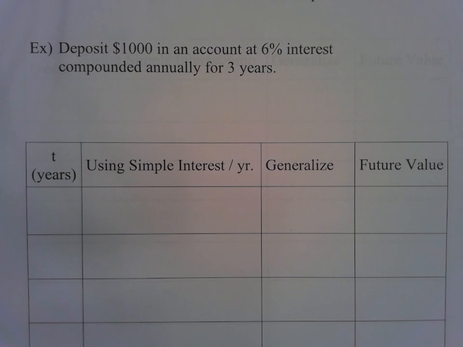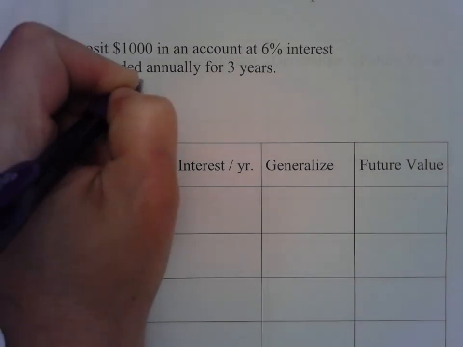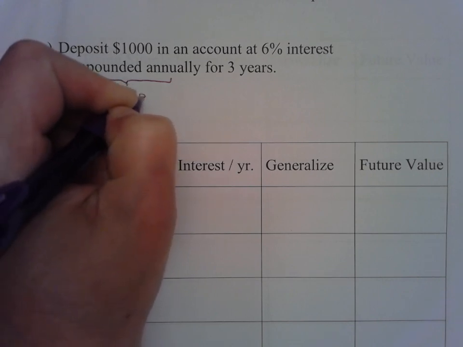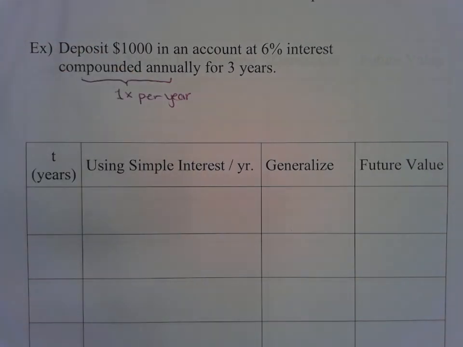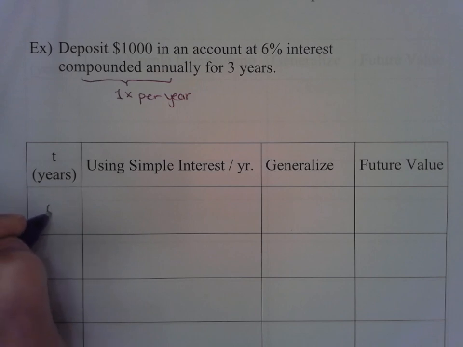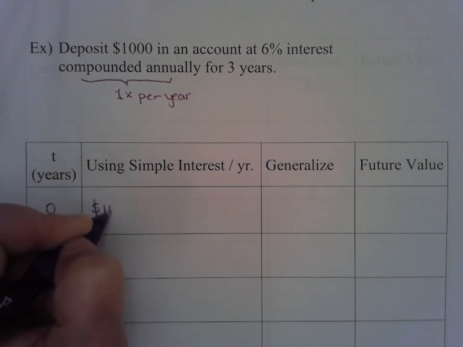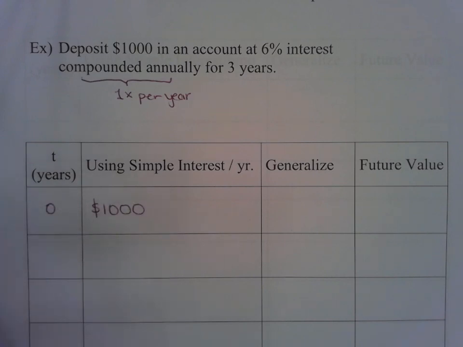Okay, so let's suppose that we're going to deposit $1,000 in an account at 6% interest, compounded annually for 3 years. This compounded annually here means that the interest is going to be added one time per year. Okay, and the 6% interest that's mentioned here is the annual interest rate. So every year I'm going to earn 6% on the amount that I have in my account. So we're assuming that we're depositing that $1,000 at the beginning of this time period, and we aren't depositing any additional money. We're just looking at what happens to that $1,000.